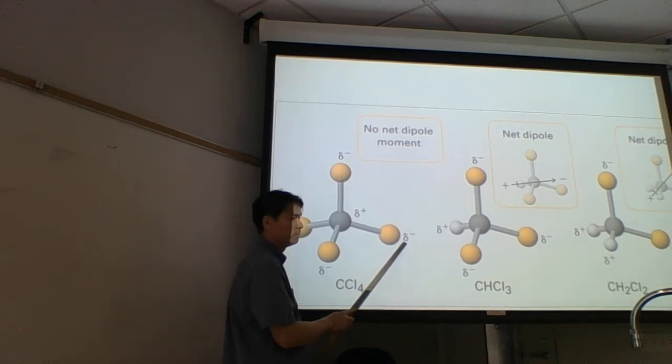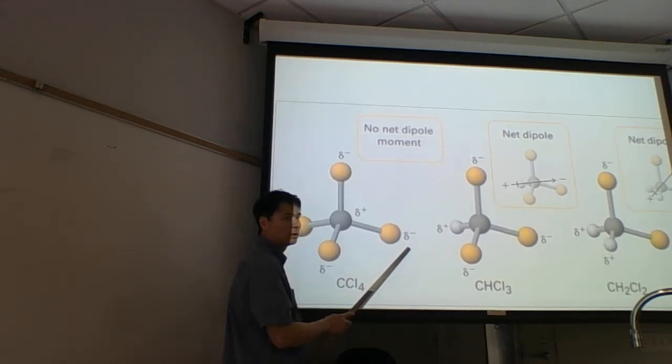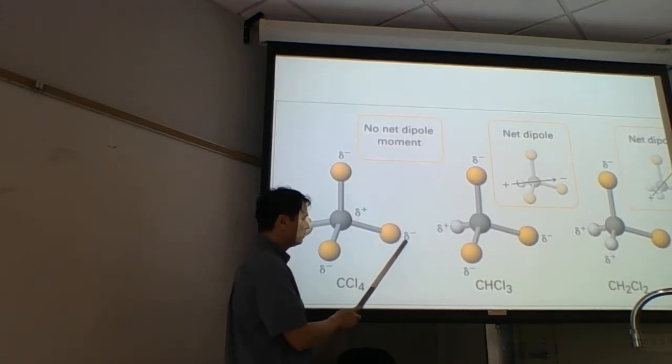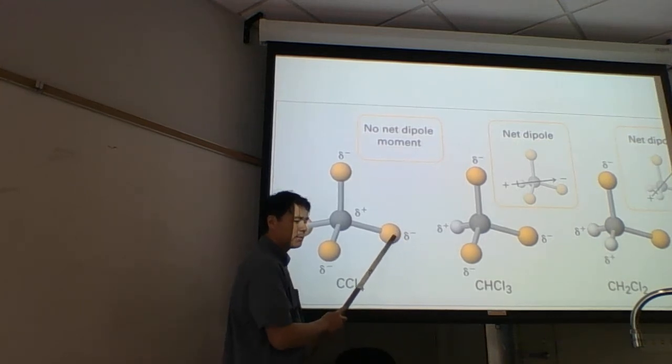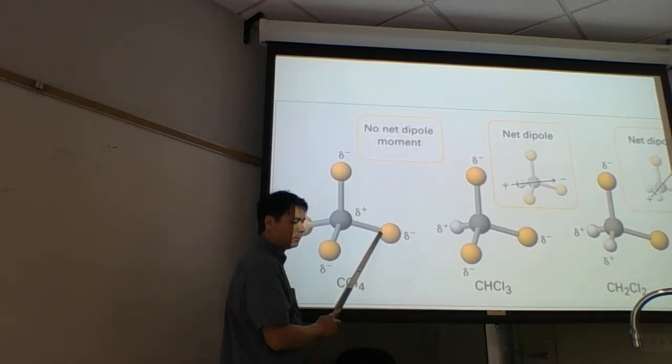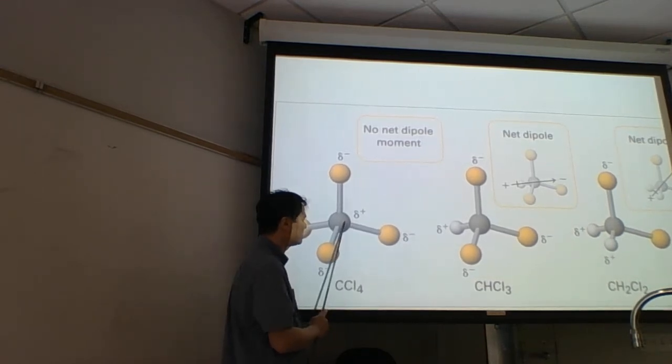This symbol is a Greek letter, lowercase Greek letter, delta. What does delta mean? Partial, it means partial. And so this is a partial negative charge. It's not a full negative charge because chlorine's not powerful enough to strip the electron completely away from carbon. But it can suck the electron cloud towards it, making this end more negative. So this is partial negative, this is partial positive.